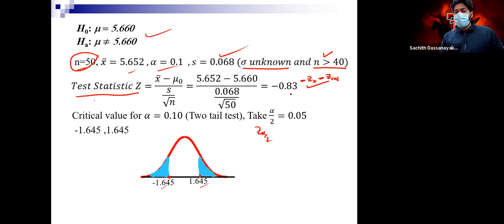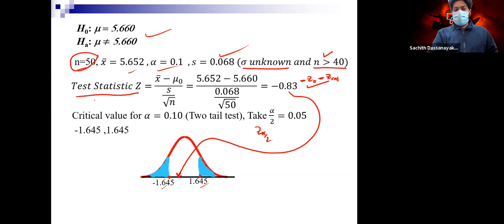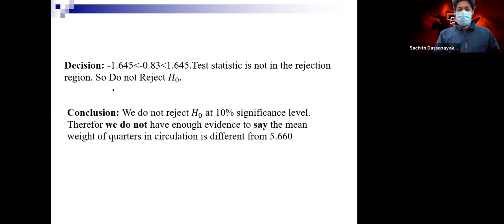Now you can compare these two values. Negative 1 point something. So this value is somewhere here, right? Am I correct? So what happens? Do not reject, right? Yes, do not reject. You don't have to write this one, this is your decision. Keep it in your mind and write the conclusion.